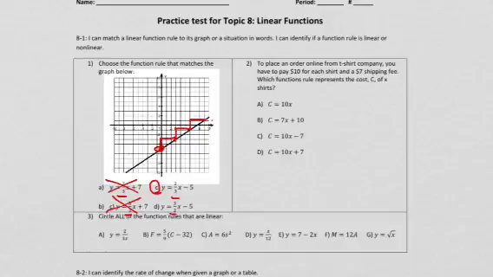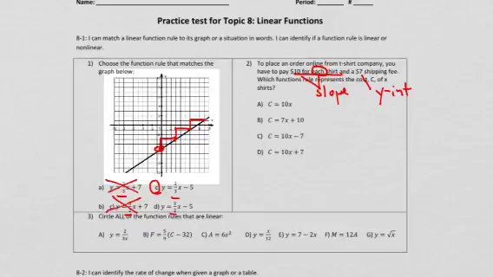For number 2, it says to place an order online from a t-shirt company, you have to pay $10 for each shirt. So the keyword each means that's the slope. And $7 shipping fee. So you have to pay that as your y-intercept. Even if you don't theoretically buy any shirts, you would still pay the shipping fee, even though you really wouldn't.